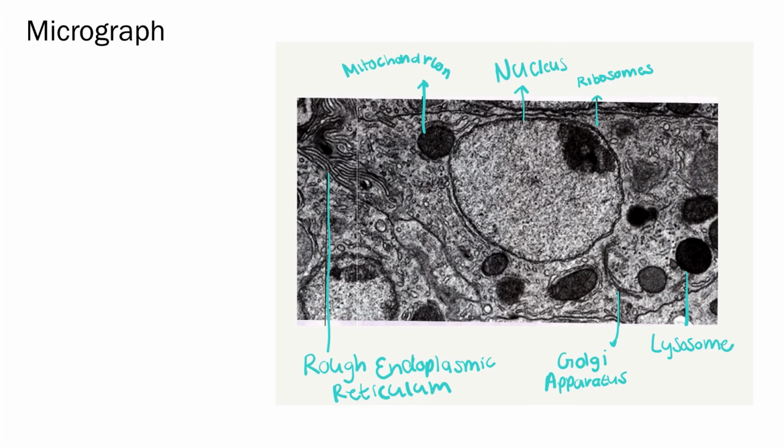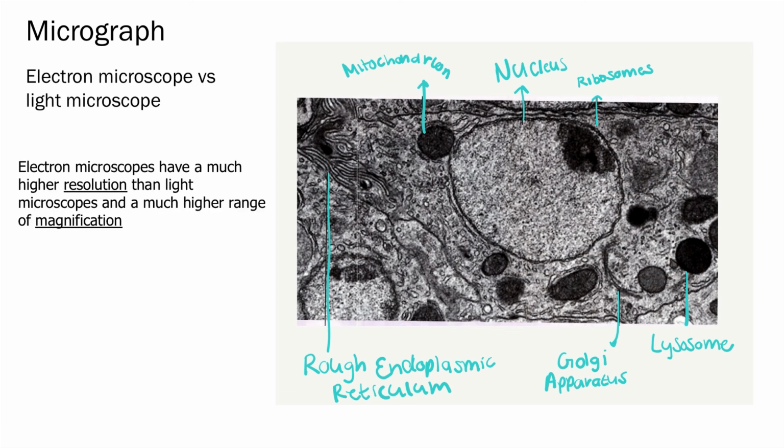We need to be able to interpret electron micrographs of eukaryotic cells to identify features which are listed above. There are a few differences between electron microscopes and light microscopes, and this includes that electron microscopes have a much higher resolution than light microscopes and a much higher range of magnification. To remember these, there are just two key points: high resolution and high magnification.